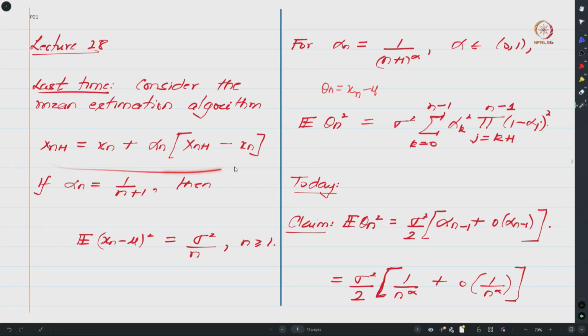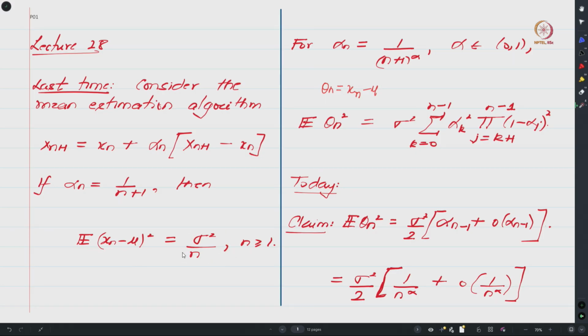Last time we looked at this specific update rule of the form little xn plus 1 is little xn plus alpha n times capital Xn plus 1 minus xn. As I said, this is referred to as the mean estimation algorithm, since this algorithm can be used to estimate the expected value of the random variable stated over here. In the previous class we showed that if alpha n is 1 over n plus 1, then the mean squared error is sigma square over n.